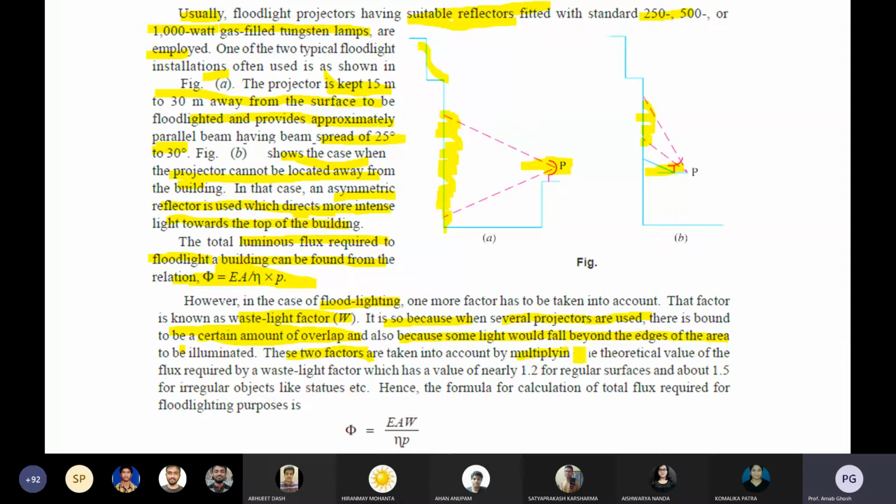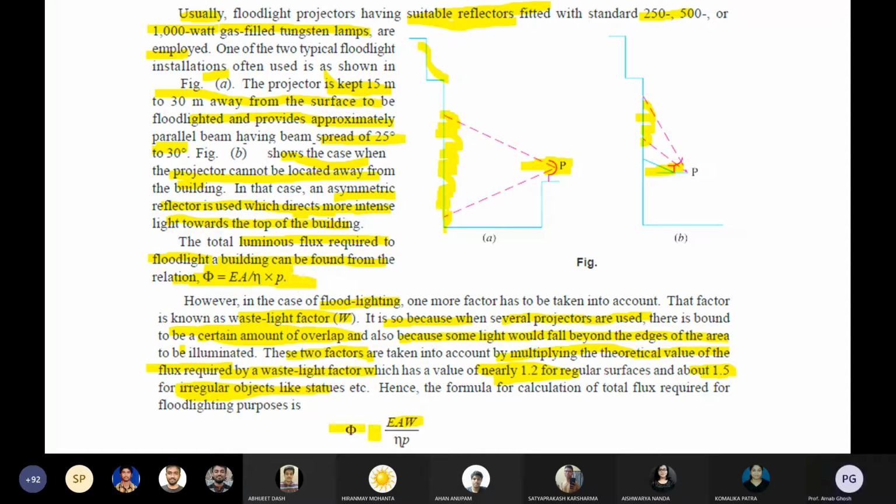As simple as that. So one additional multiplying factor you are adding, that is W, called the waste factor. Its value is nearer to 1.2 for a regular surface and about 1.5 for an irregular surface, depending on which portion will be wasted. The formula: phi initially was E A divided by eta into P. Now phi equals E A W divided by eta into P. Only W, the waste factor, is the additional thing.